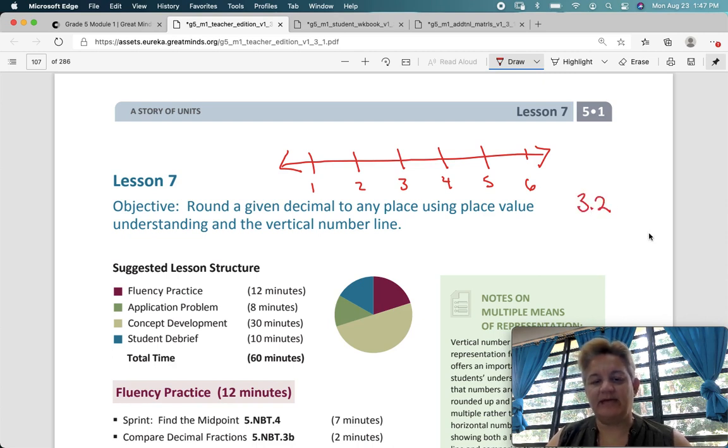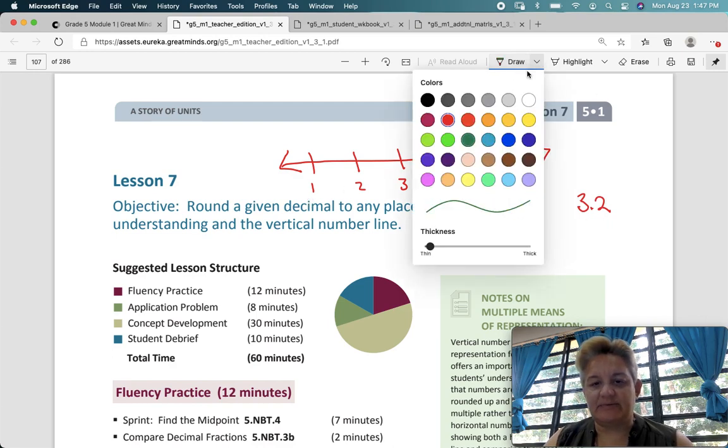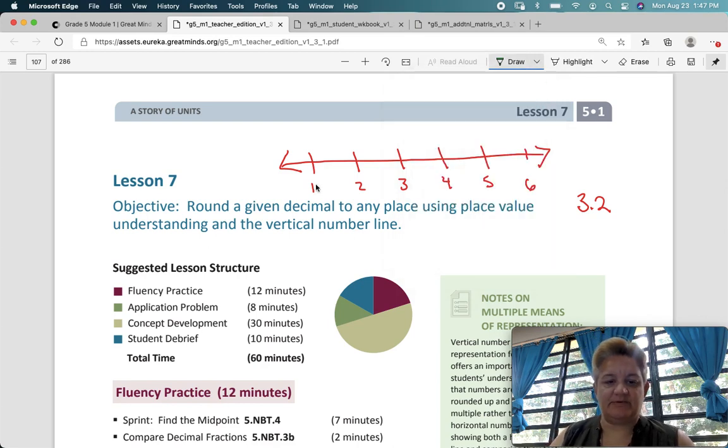3.2. Okay, so where's 3.2 or 3 2/10 going to live on this number line? Where is it going to be? Okay, so there's 1, 2, 3, all right, 3.2, so that would be 1, 2, 3, 4, 5, 6, 7, 8, 9, 10 inside here. So 3.2 is right here, isn't it? Right there. That's the 3.2, 3 2/10.